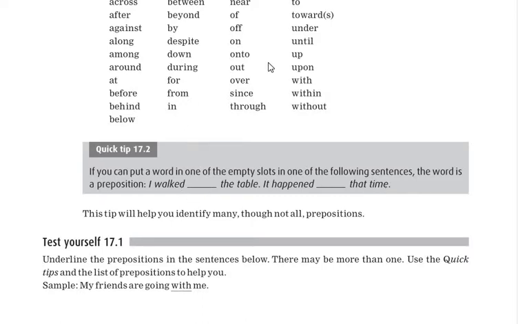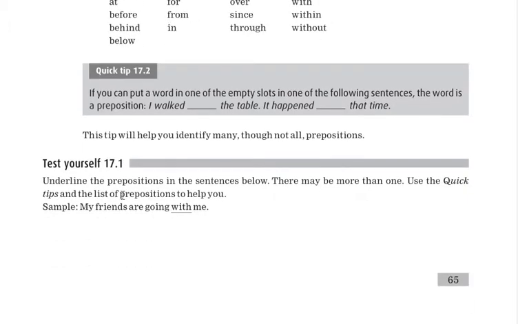If you put in all these words, sometimes the result will not be logical. Sometimes two words could fit, like "I walked under the table." Usually it is not possible, since we are not walking under the table, but you can get an idea that the word we can put here is a preposition. Okay, so 17.1 is there. You have to underline the prepositions in the sentences below, and there may be more than one. You can choose quick tips 17.1 and 17.2 if you have some confusion in any sentence.